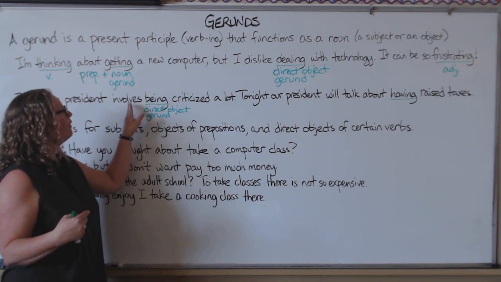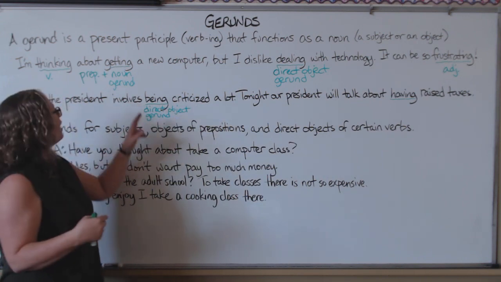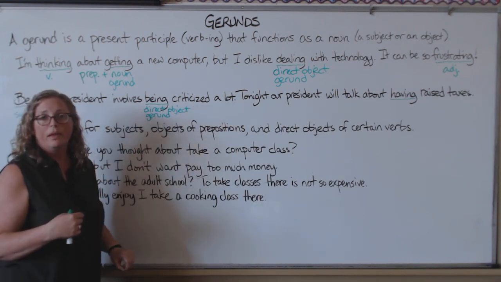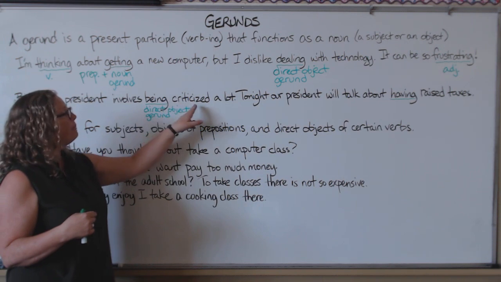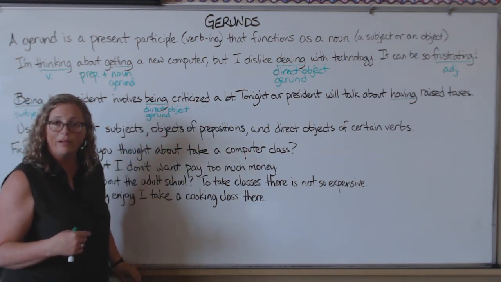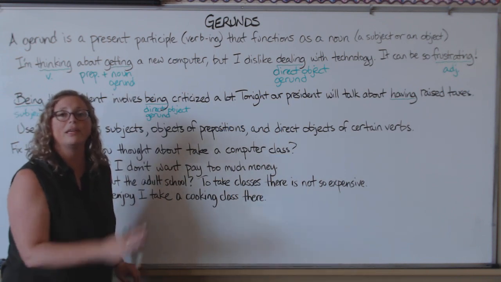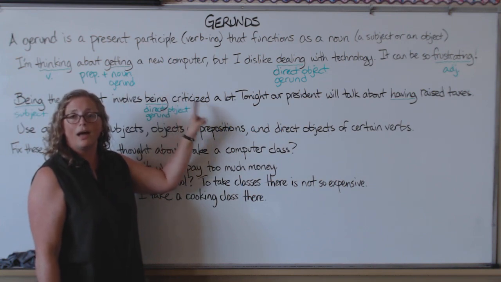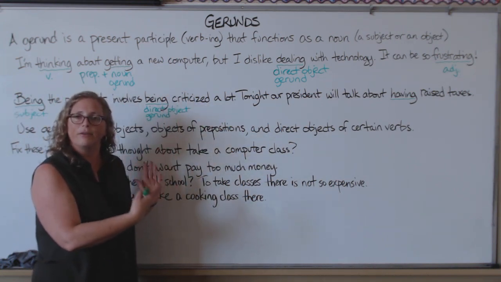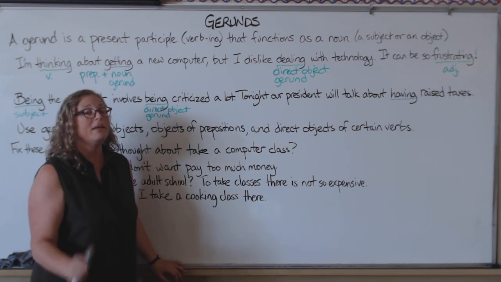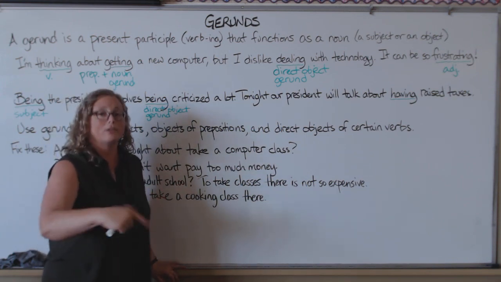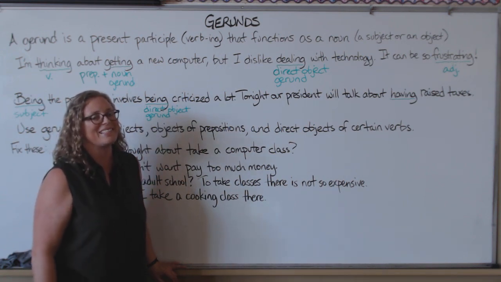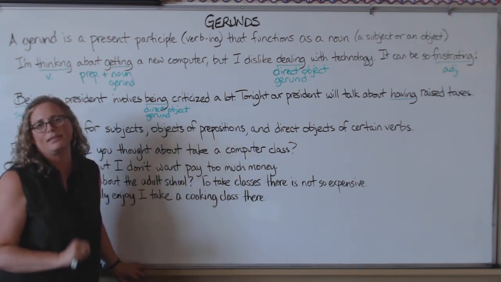Being the president involves being criticized a lot. That means that the president is receiving the criticism. If you didn't have the be plus past participle, it would have a totally different meaning. If you said being the president involves criticizing, that's the active gerund. That means that the president is criticizing a lot. Well, that may be true for certain presidents, but that's not what this sentence is communicating.